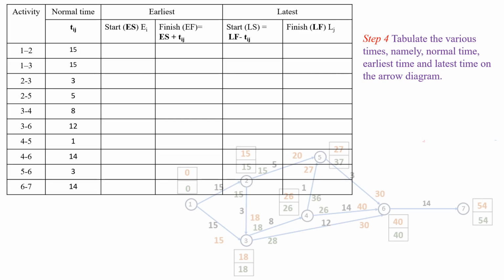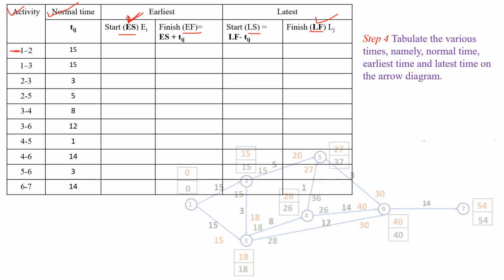Next step is to tabulate the various times, that is the normal time, earliest start time, earliest finish time, latest start time and latest finish time. First we have to write down in a tabular column all the activities along with their normal time, and also write down the earliest start time and earliest finish time, and also the latest start time and latest finish time. Here we note down the earliest start time and latest finish time by observing the network diagram. First we have to note down the earliest start time by observing the network diagram.